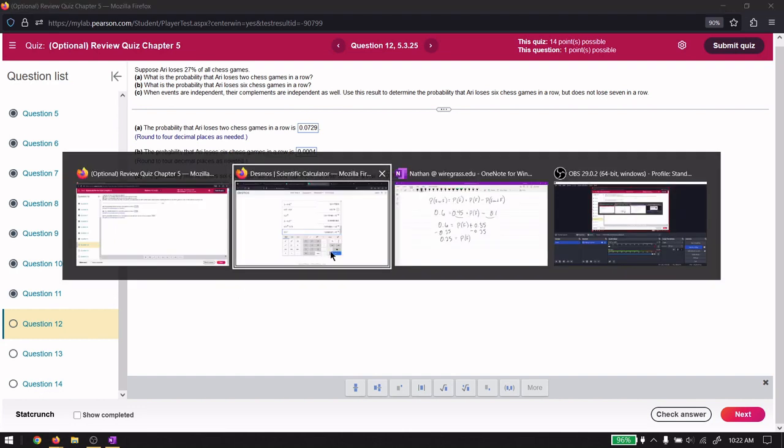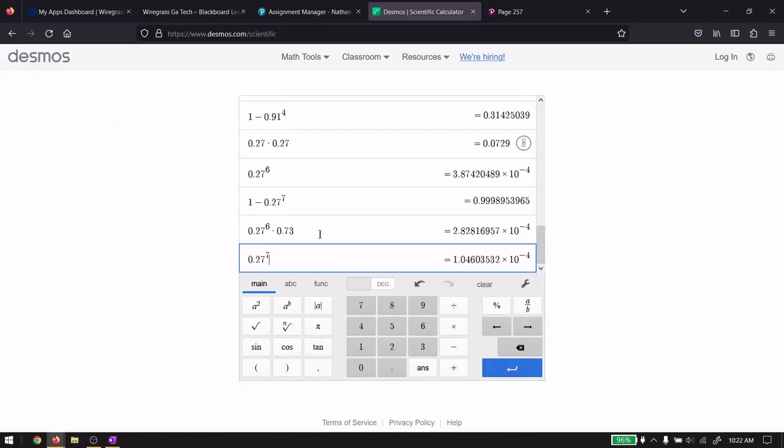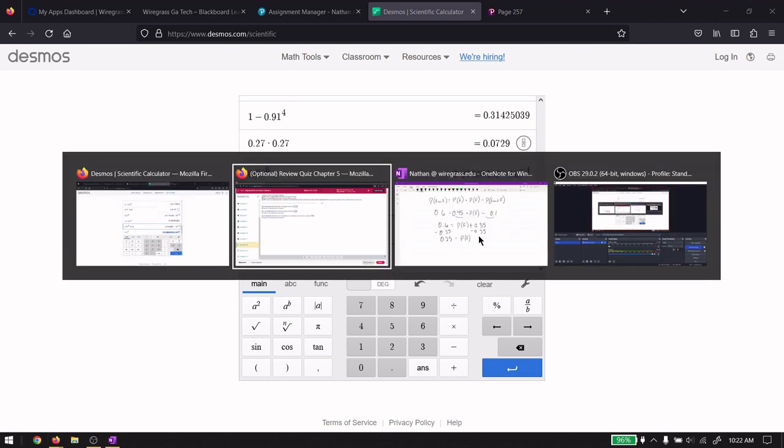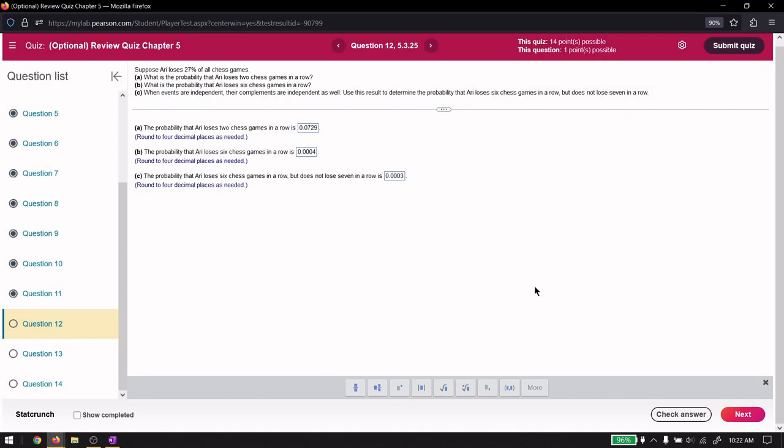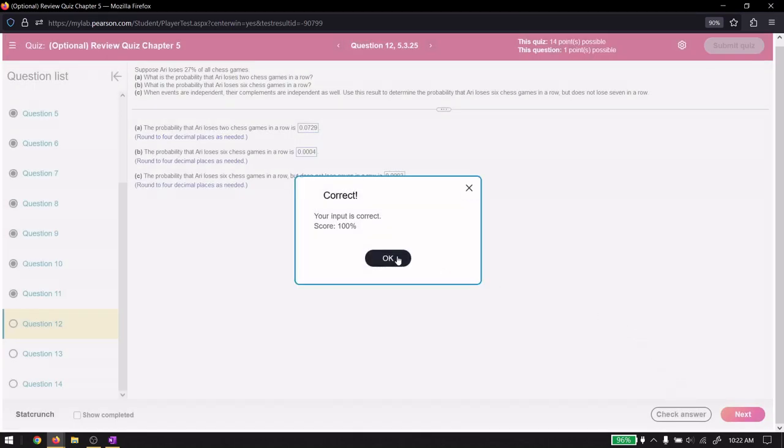So that's what I have here in my calculator. This is if, of course, she loses everything, but we're looking at this one right here. This is where she loses the first 6, but wins the last one. And that you can see is 0.0002 or 3 when you're rounding up. And that's what I have here. If I check the answer, it is correct.